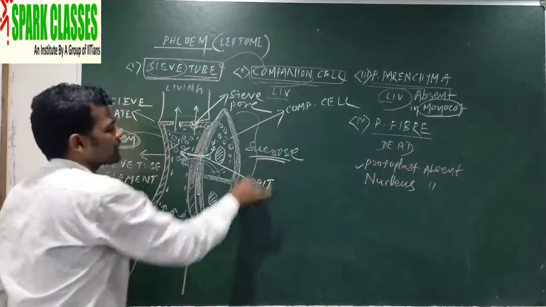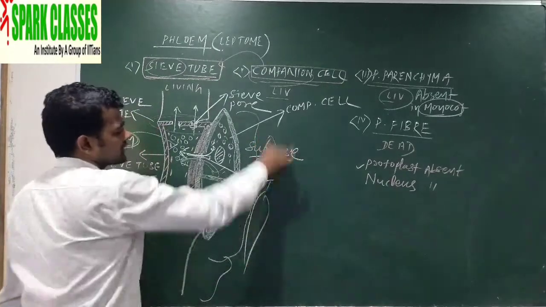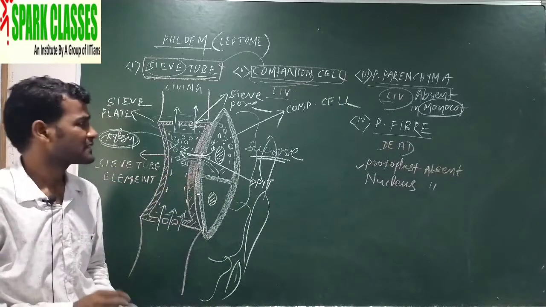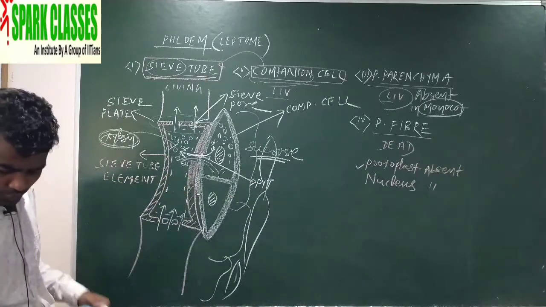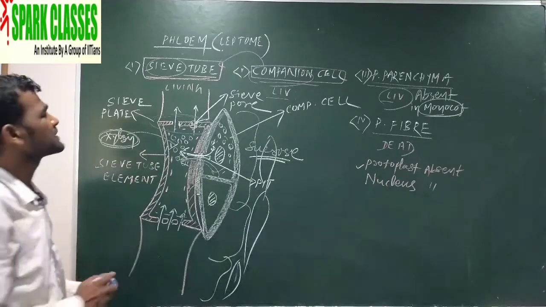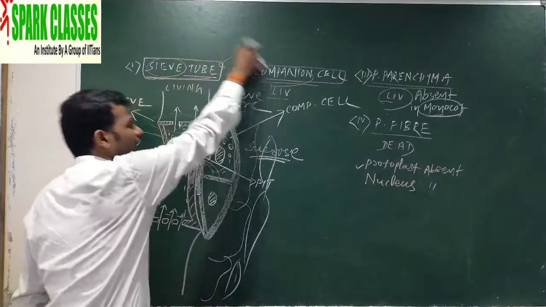Phloem parenchyma is present here like this. Similarly, phloem fibers, these are present here. But these two cells cannot be shown. So only the important first two cells, that is sieve tube and companion cell. But an important thing you have to remember here, the sieve tube and companion cell are only present in angiosperm, just like in xylem I had told you.